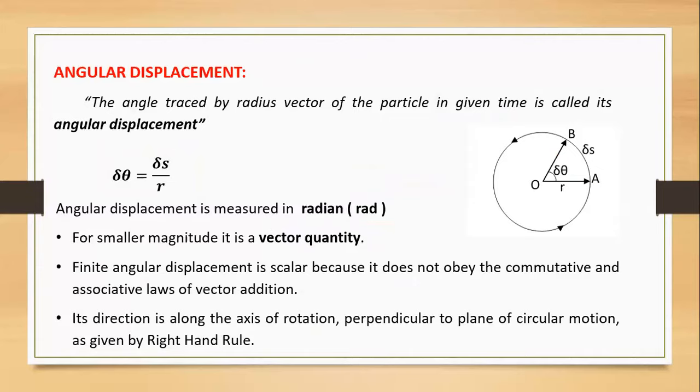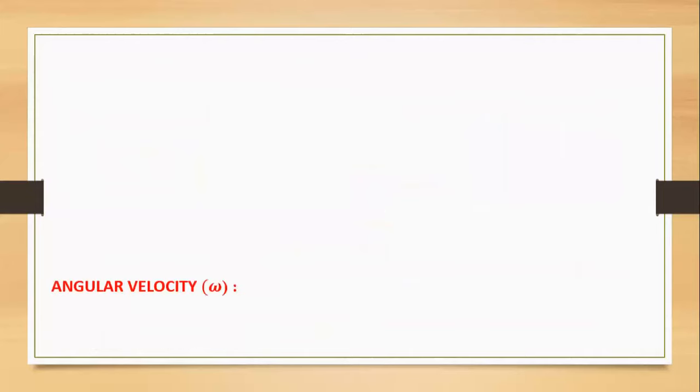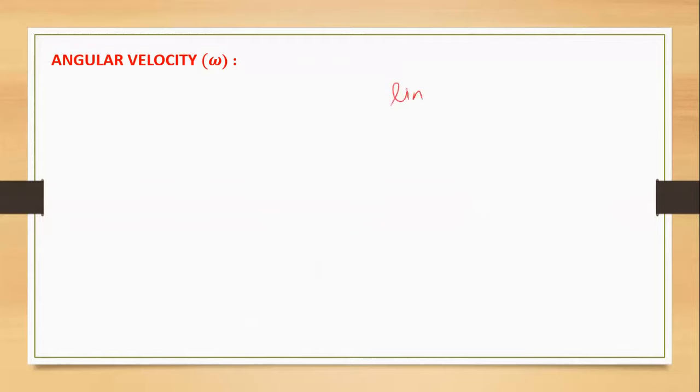Now after this angular displacement, the next one is angular velocity. Now what is angular velocity? You know linear velocity. In the previous standard, you already learned linear velocity. Now the formula of linear velocity is V is equal to dx by dt.